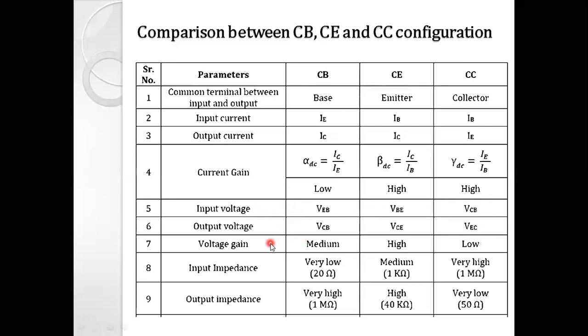What about the voltage gain, right? Voltage gain for the common base configuration is medium, for common emitter configuration voltage gain is the highest, and for the common collector configuration, voltage gain is low. Voltage gain is nothing but the ratio of output voltage to the input voltage, right?